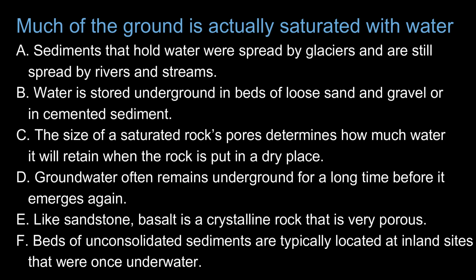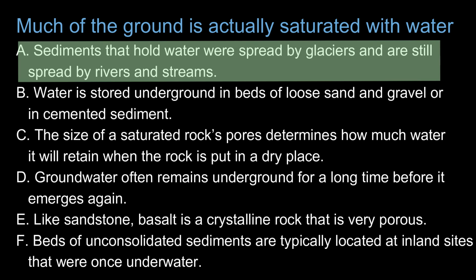Much of the ground is actually saturated with water. Correct choices must support this idea that the ground is saturated with water. A. Sediments that hold water were spread by glaciers and are still spread by rivers and streams. This option explains how water-holding sediments are distributed across the ground, directly supporting the idea that much of the ground is saturated with water. It provides a mechanism for widespread water saturation, so A is a good choice.